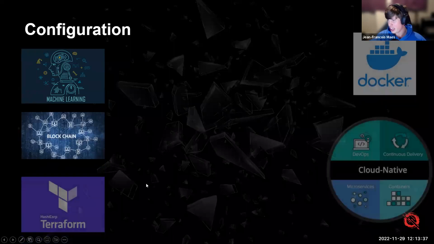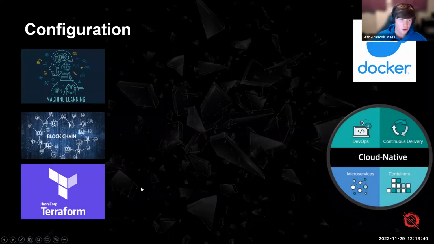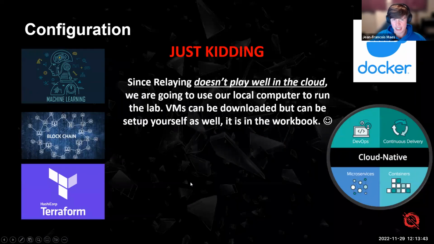Then configuration. So how did I build this lab? Well, I used some sick machine learning, blockchain, infrastructure as code, Dockerized server environments. Well, actually, no, I'm just kidding. Since relaying doesn't really play well in the cloud, we are going to use our local computer to run the lab. The VMs can be downloaded, but you can set them up yourself as well. As I already mentioned in the workbook, we have a full chapter with a detailed walkthrough on how you can set up your own Active Directory domain, how you could domain join new machines, how you could set up your networking stack, and how to do that all without having to download 41 gigabytes of VMs.